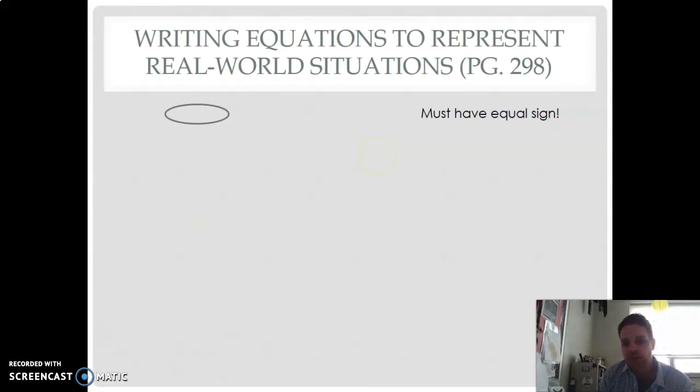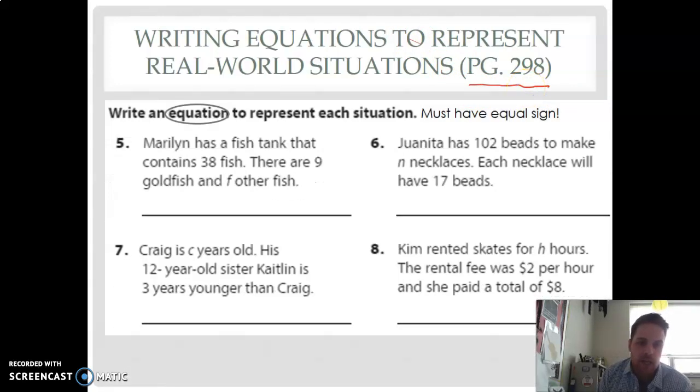So here we got writing equations to represent real-world situations. This is on page 298 in your book. All right, 298. So if you want to turn to page 298, that'd be a great idea right about now. So go ahead, I'll give you time. Open to page 298. And we're going to take a look at 5, 6, 7, and 8 down at the bottom. So we've done a lot with writing expressions. Now we're being asked to write an equation. So we know as soon as it says write an equation, we're going to have an equal sign in here somewhere, right? Must have an equal sign.